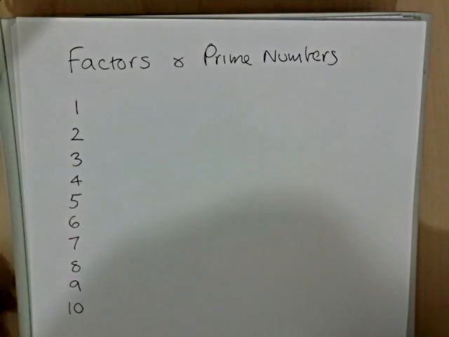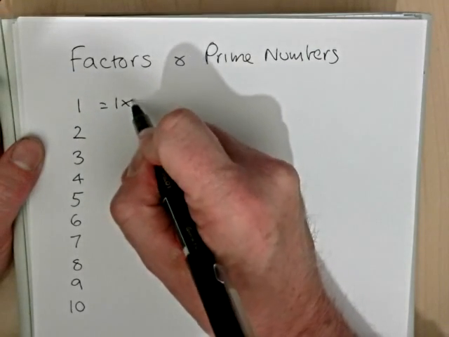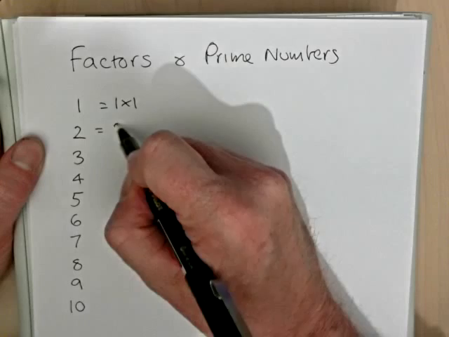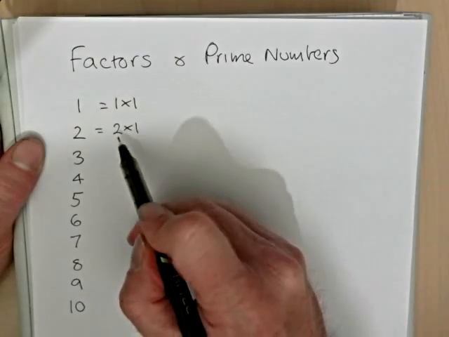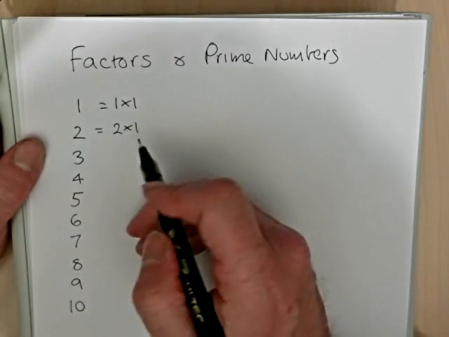So this short video is going to help you understand factors and prime numbers. So I can write out the number 1 as 1 times 1. I might bring 2 out as 2 times 1. So these numbers go into: 1 goes into 1, 2 goes into 2, and 1 goes into 2.